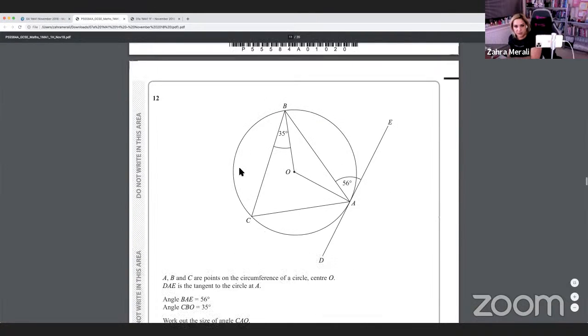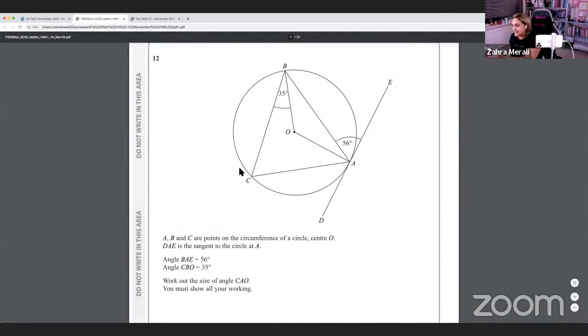Right, question 12. We want to find CAO. So that's CAO. So we want this angle here. That's what we're going for. Let's see what we know. We know that ACB is 56. This is that weird kind of Z angle inside a circle. It's called the alternate segment theorem. So it's this weird angle that you get inside a circle.